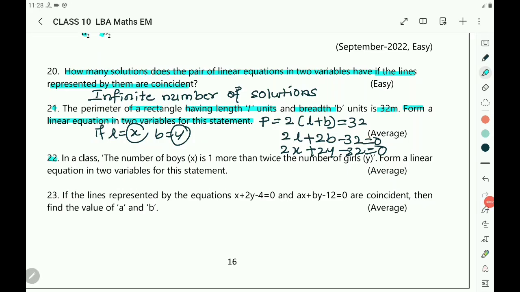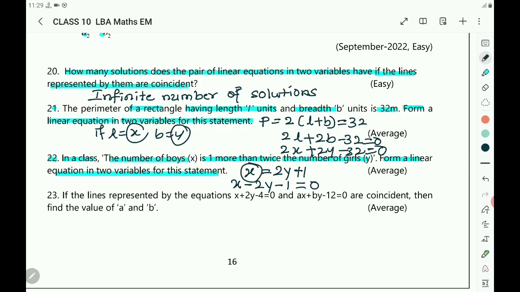Question number 22. In a class, the number of boys x is 1 more than twice the number of girls y. Form a linear equation in two variables for this statement. Number of boys x is 1 more, means plus 1. 1 more than what? Twice the number of girls, that is 2y plus 1. x equals 2y plus 1. We can write it as x minus 2y minus 1 equals 0.